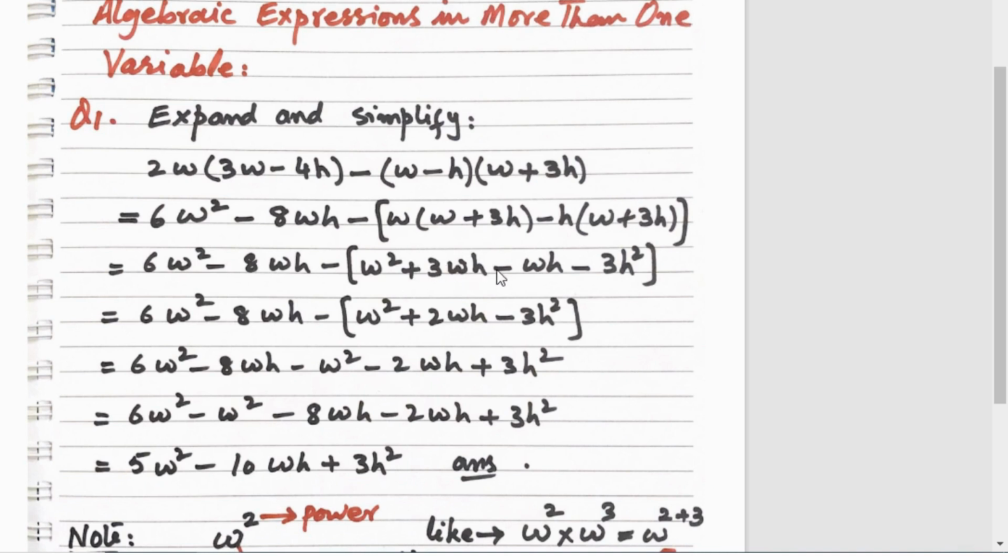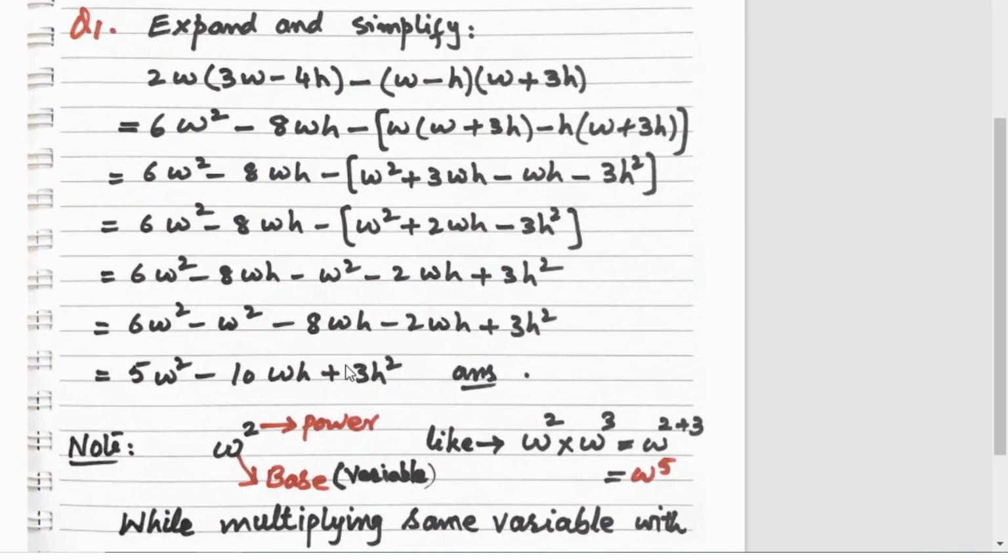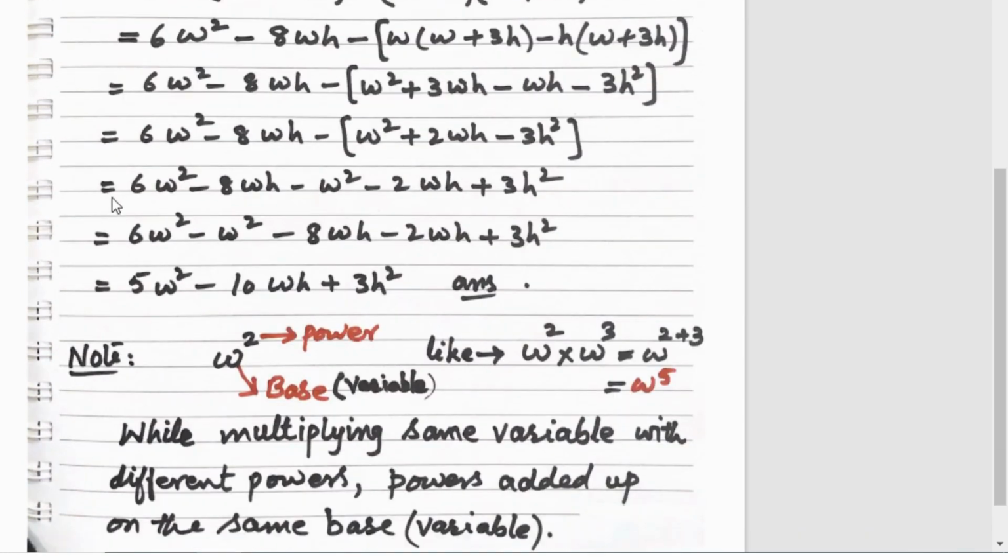Plus 3WH minus WH, very simple. 3 minus 1 is 2. The bigger term is plus, so plus 2WH will be the answer of these two terms' subtraction. Minus 3H square will come as it is. 3 terms inside. Now everything is solved inside the boundary. Now we will multiply minus with all the terms and bring them out without any mistake.